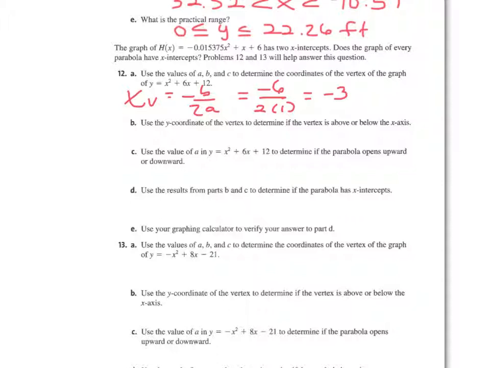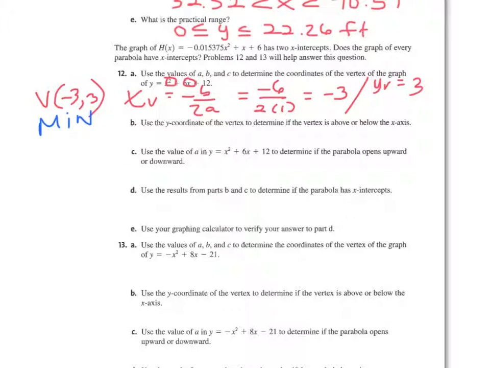And if you go back, is that all they wanted there? No, they want the whole thing. So let's find the y part. I'm going to plug in a negative 3 everywhere, and I end up getting a 3 out. So my vertex is negative 3, 3. This parabola is opening up because a is positive 1, so this is really a minimum. This is the lowest point on the graph.